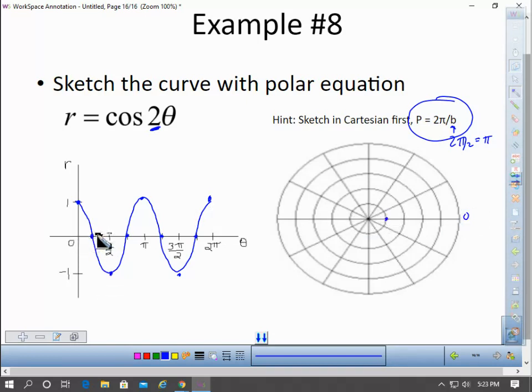Then when I'm at pi over 4, I'm at 0. So pi over 4 here is in the center right here, but I'm going to be at the origin. So there I am already at the origin. Okay. Then when I'm at pi over 2, so pi over 2 is up here, I'm going to be at negative 1. So I can't be on this positive end of the graph. I'm going to be at negative 1 down here.